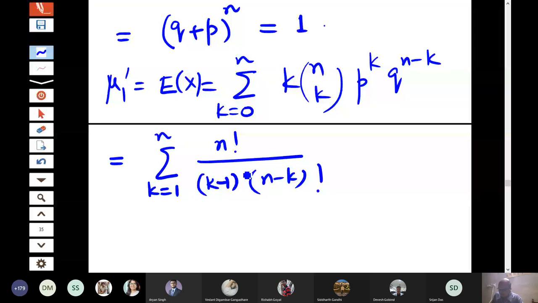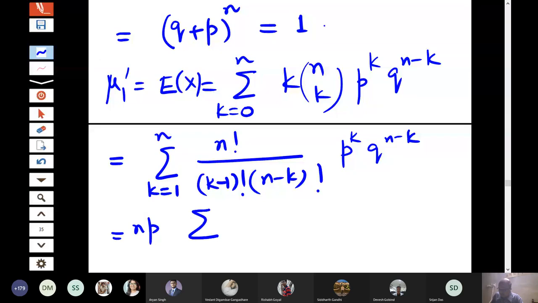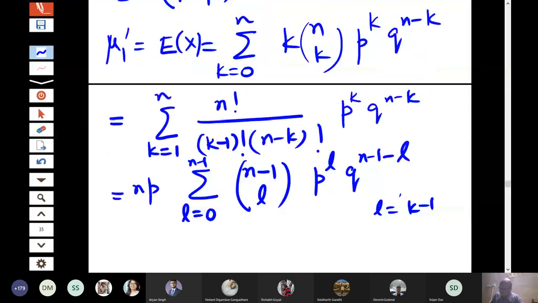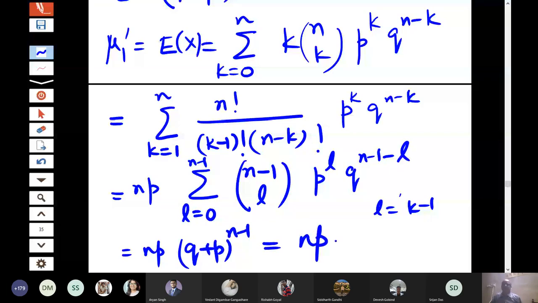In the next step, I take np outside and I put L equal to 0 to n minus 1, (n minus 1)CL, p to the power L, and q to the power n minus 1 minus L. I have put L equal to k minus 1. So this has again become a binomial sum, that is np times (q plus p) to the power n minus 1, so that is again np. So the mean of a binomial distribution is np.